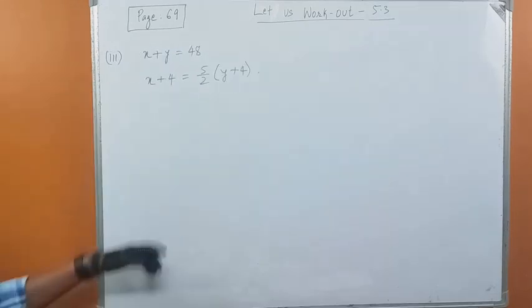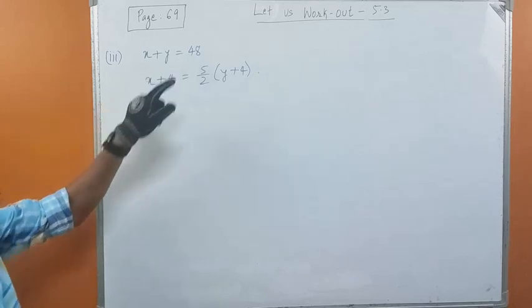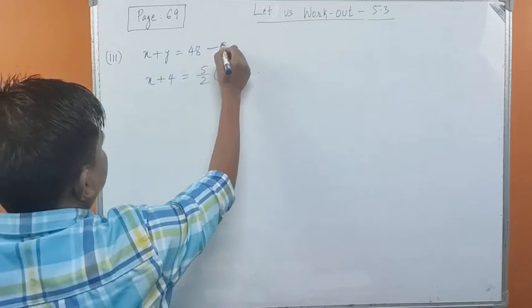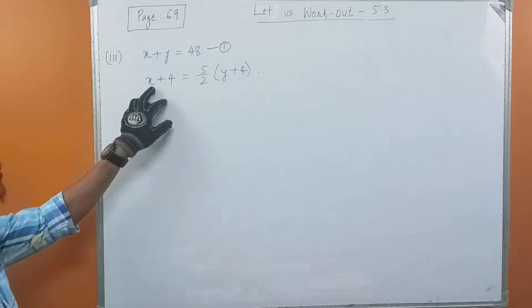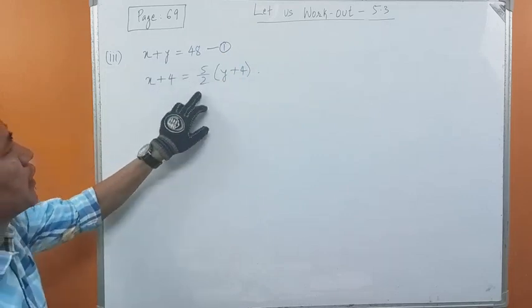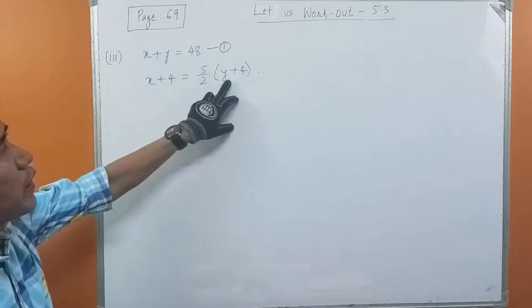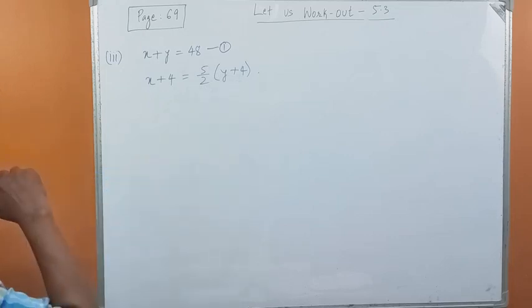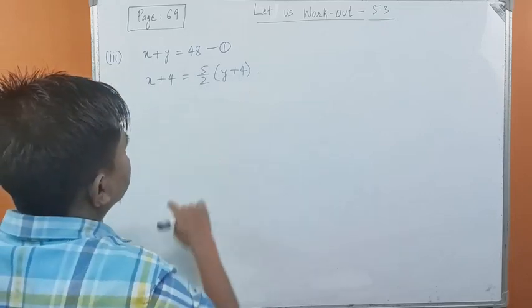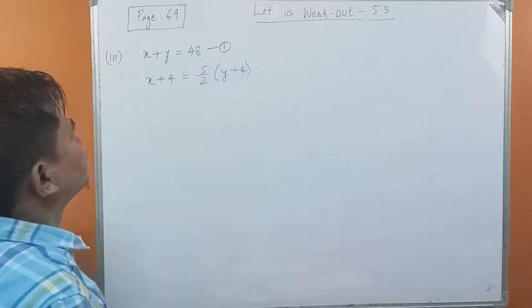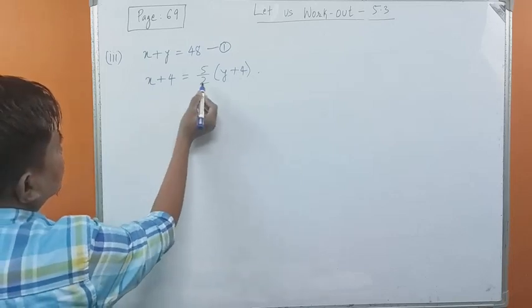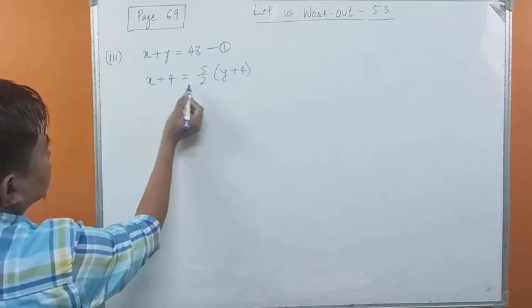Question number 3. We have x plus y equals 48. This is equation 1. Now this is equation 2: x plus 4 equals 5 by 2 whole times y plus 4, isn't it? So what we do is we make this equation simple. We simplify equation 2 first. So this 2 we cross multiply to the left hand side.